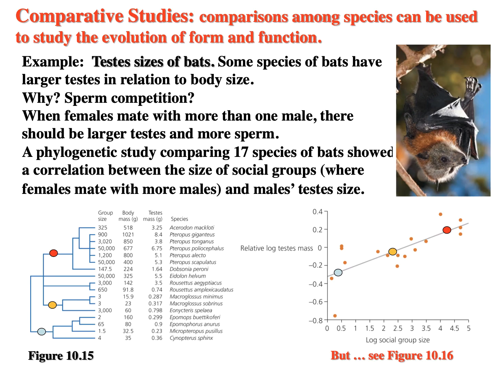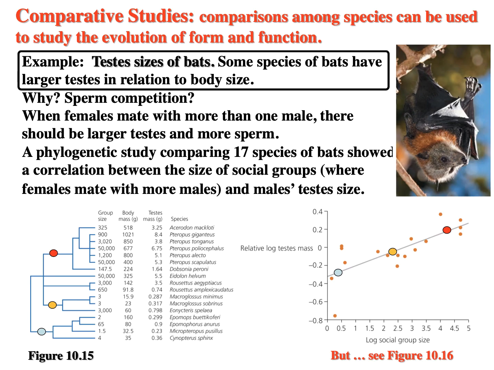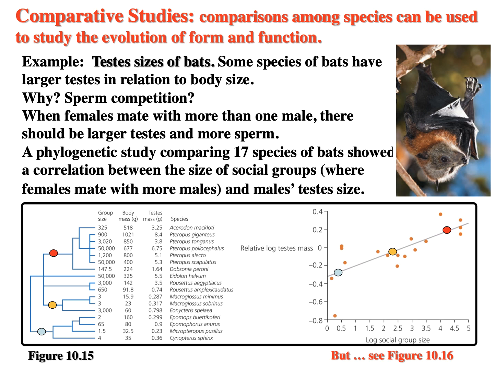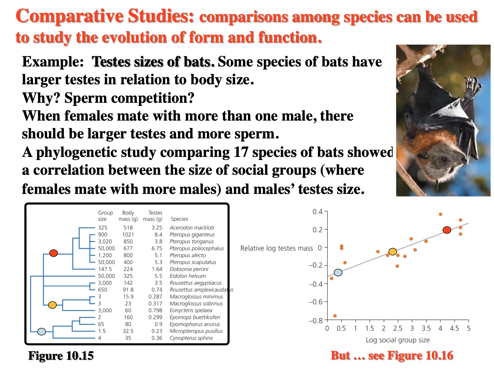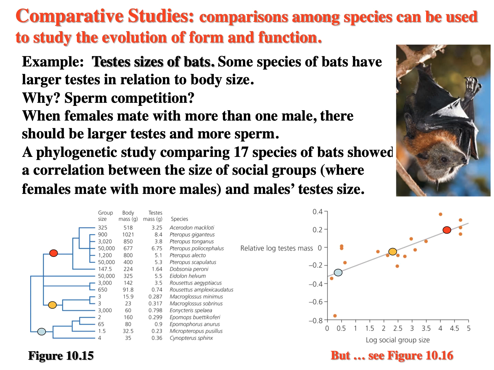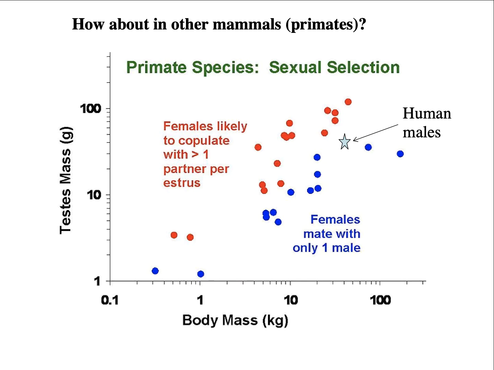Another adaptation has been testes size in bats and other mammals, for that matter. And these are observational studies. So in some species of bats, they have larger testes in relation to their body size. And the reason is that if you do a phylogenetic study comparing species of bats, there's a correlation between the size of social groups, where females mate with more than one male, and male testes size. And this happens with primates also.